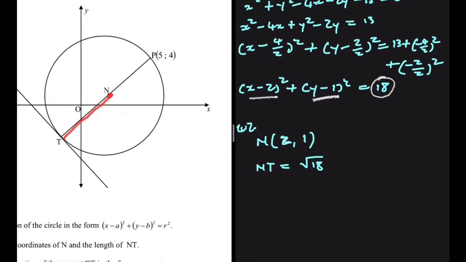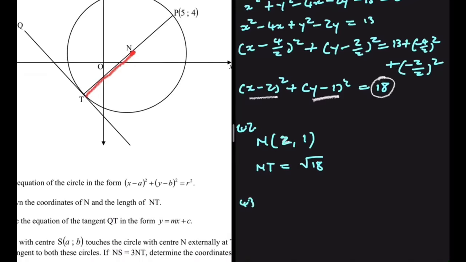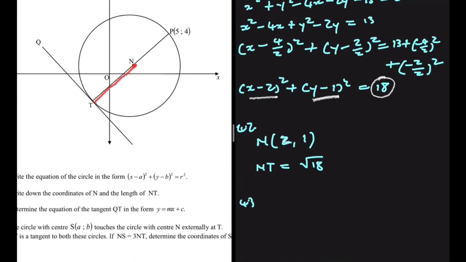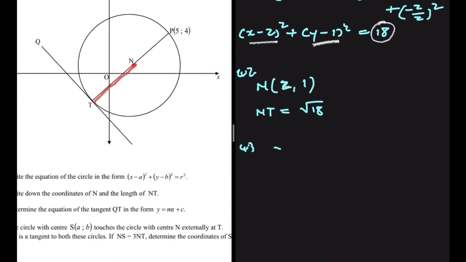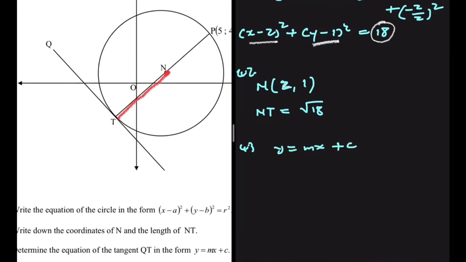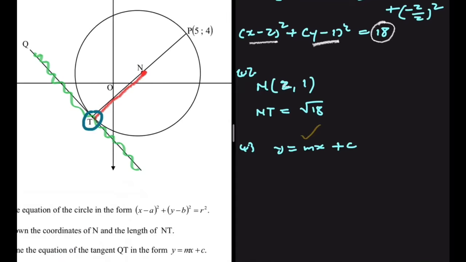Let's move to 4.3. So in 4.3, determine the equation of the tangent QT in the form y is equals to mx plus c. So let's go ahead and do some analysis. We have QT right here as our tangent. In order to find the gradient of QT, because we need to find the gradient if we want the equation, we're going to have to find the coordinates of T. Well, we don't have to necessarily find the coordinates of T for the gradient, because we can just use the coordinates of N, which is 2 and 1, and the coordinates of P.